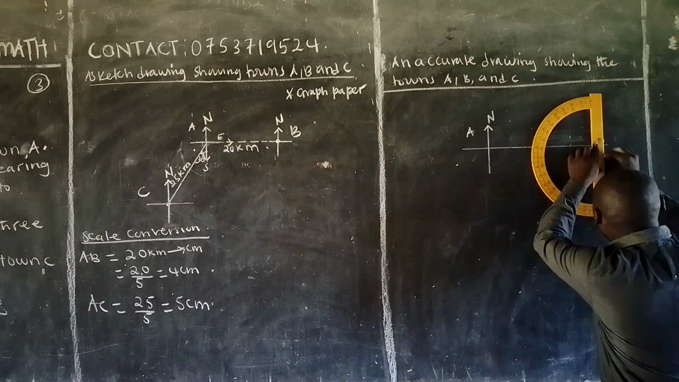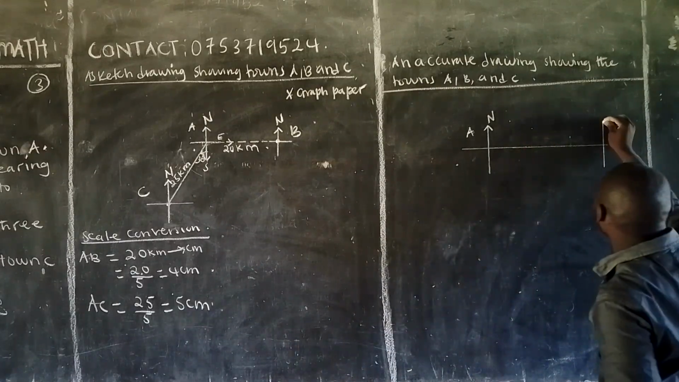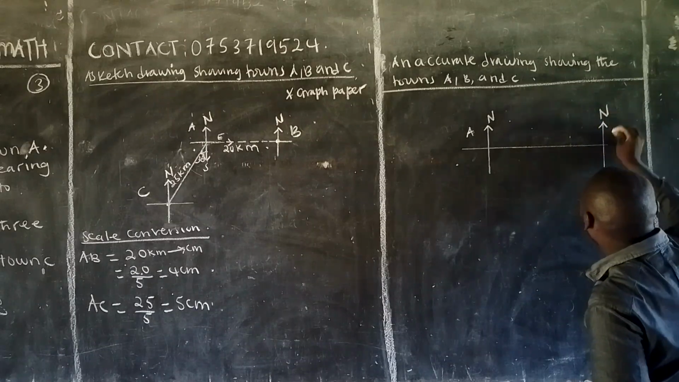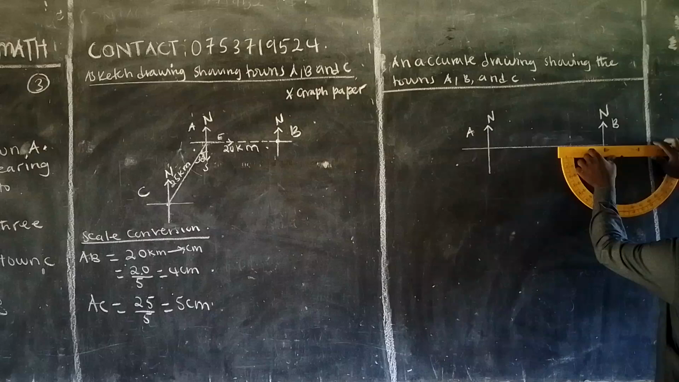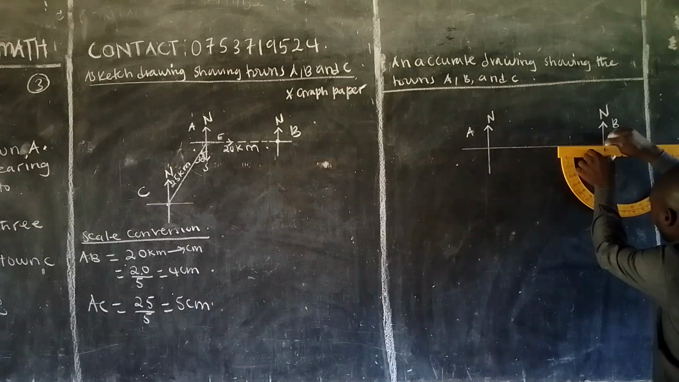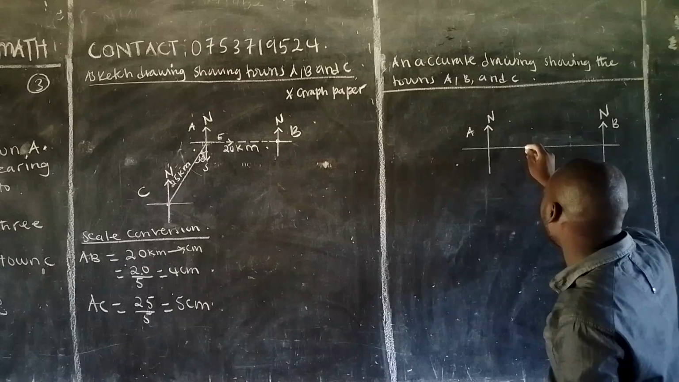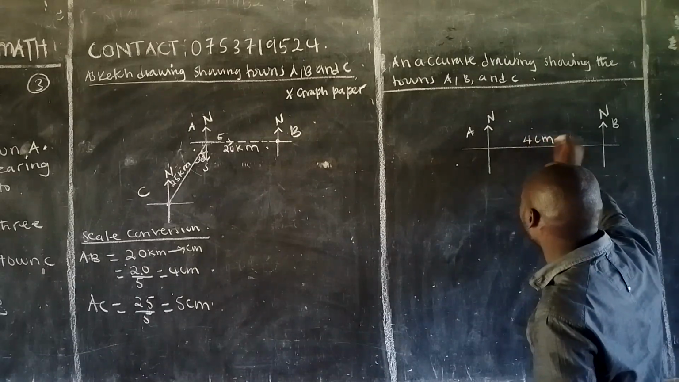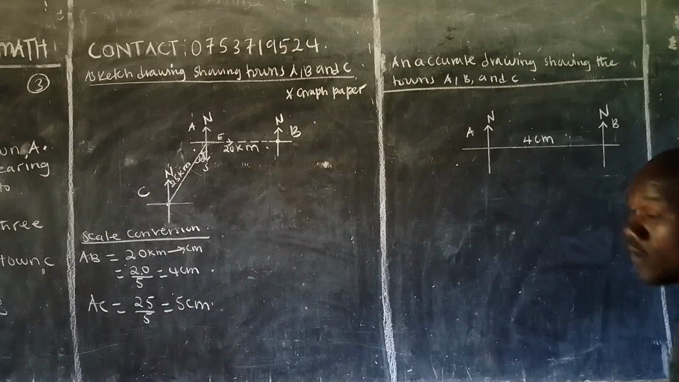You draw that line like that. This is now our north, and this is now my town B. It must be with that compass, intercrossing like that. Okay, then you come and tell them that this one here is 4 centimeters. Correct units are highly called for whenever doing a number of bearing.